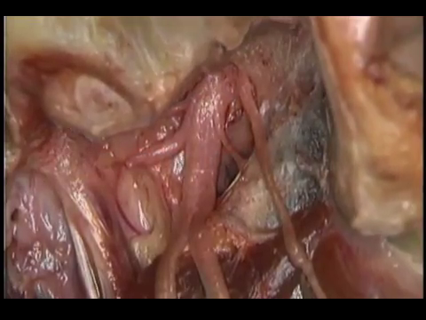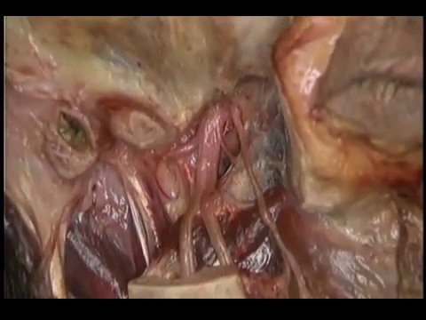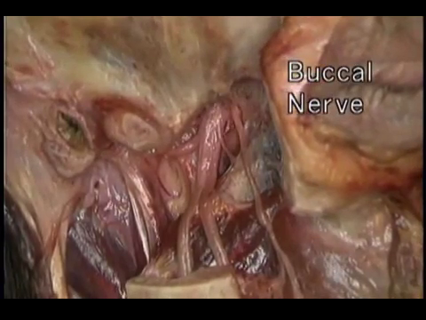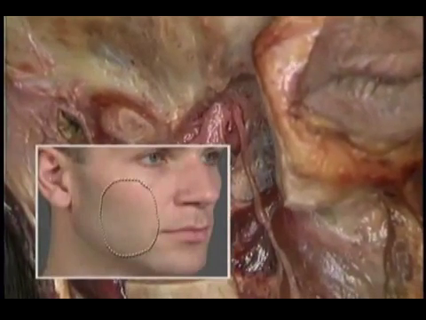The other branches of the mandibular nerve are almost entirely sensory. This branch is the buccal nerve. It runs downward and forwards to supply sensation to the cheek, both outside and inside.